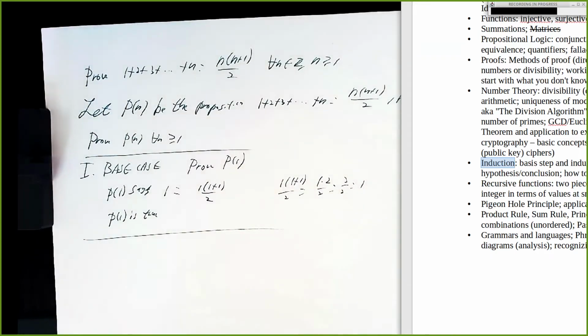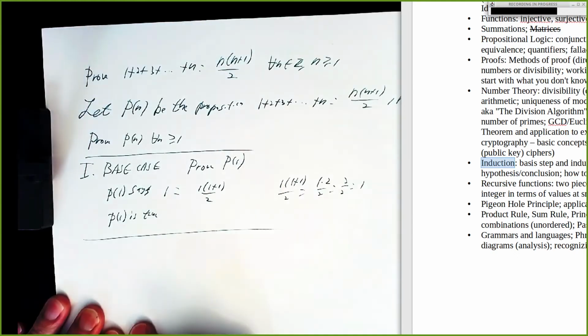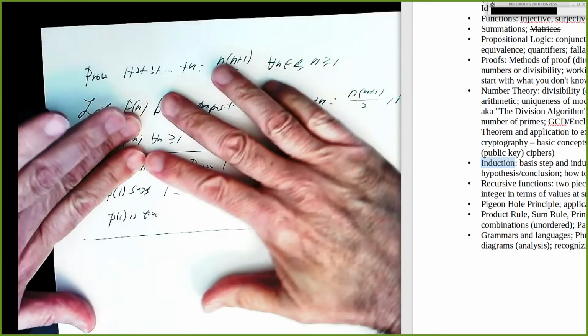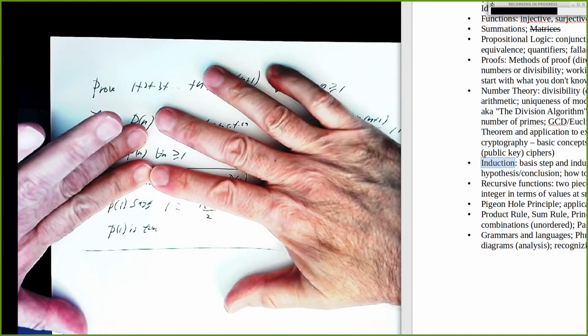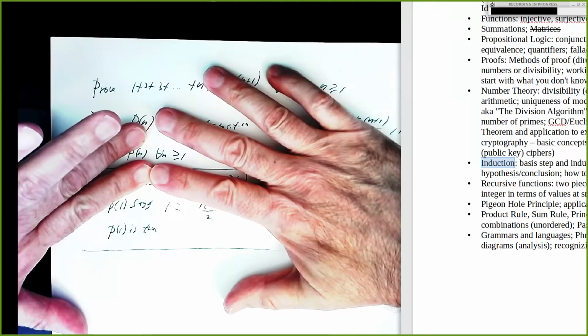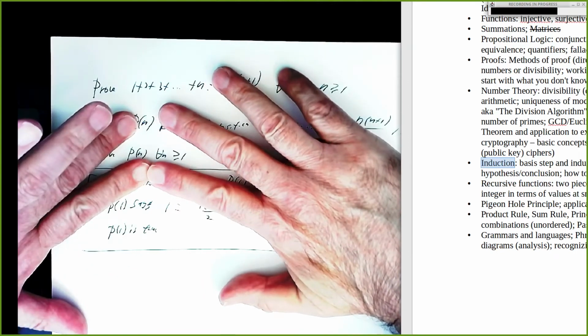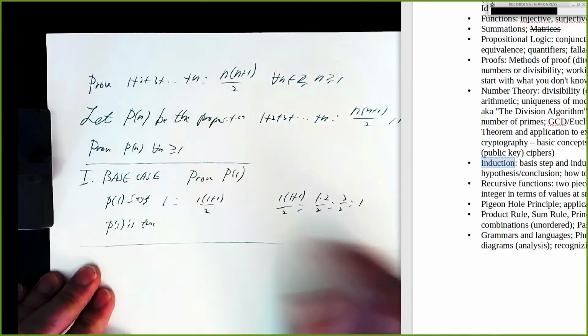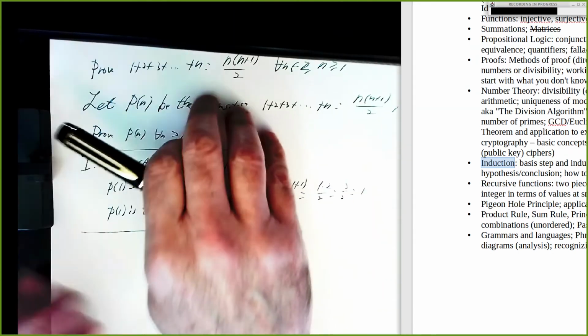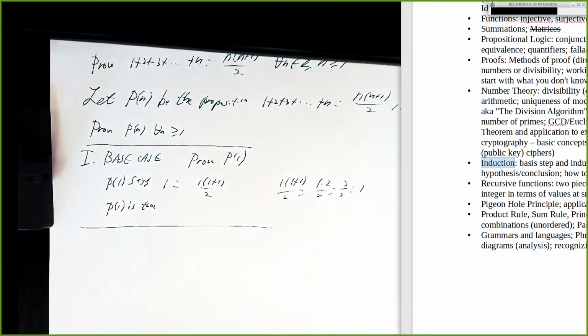And I can't tell you how many times I've gotten homework or midterms where I say prove this, and the first thing I see is this: P of 1 says 1 equals this, P of 1 is true. And there's no definition of what P of n is, or what P of 1 is, right? So spell it out. And this will help you write a better proof. It's not just dotting the i's. This will help you as you're going through your proof to remember what P of n is and what it is that you're trying to prove.